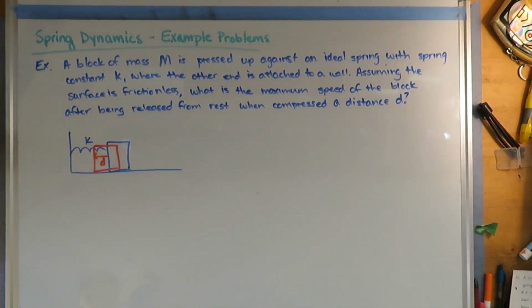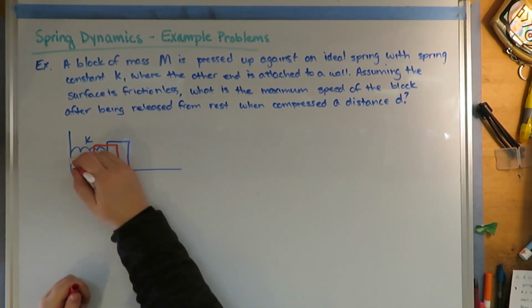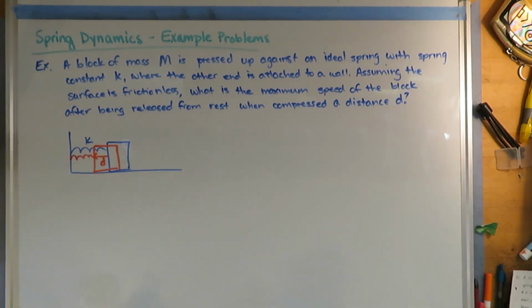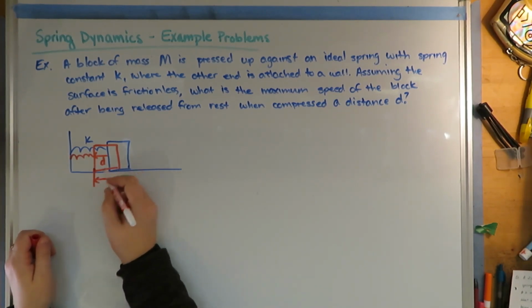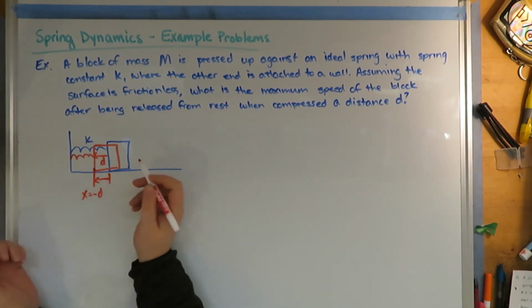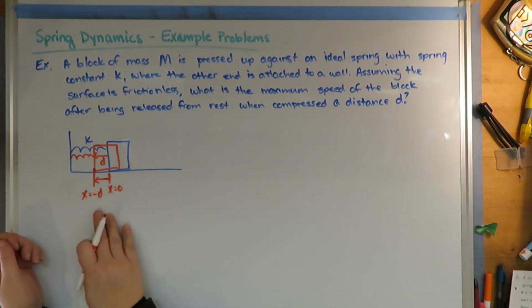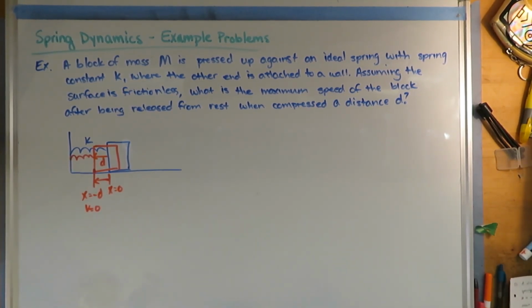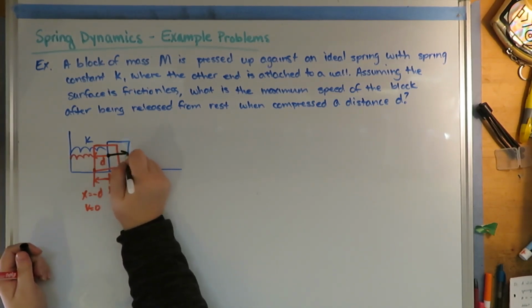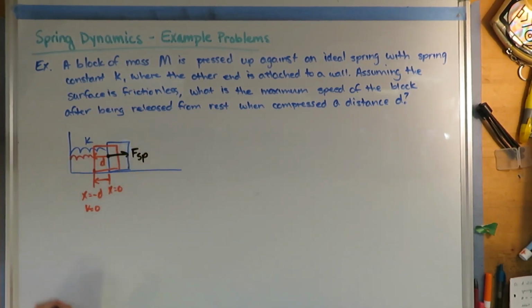And then we want to find the maximum speed of the block after being released from rest. So we're going to compress the spring. If we think about what's going on here, we're going to release it from rest. So at this position over here, we have been displaced. We're at x equals negative d, if we assume this was x equals 0 here. And at x equals negative d, we're going to have a speed of 0, but we are going to have a spring force that is acting on that block, which means you are going to have an acceleration when you release it.